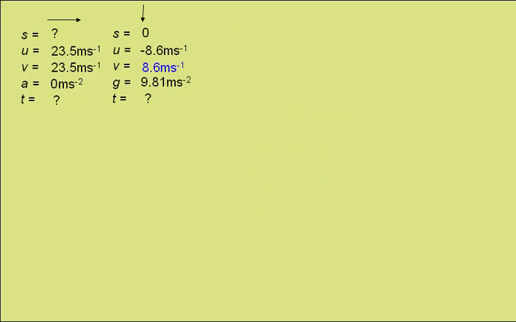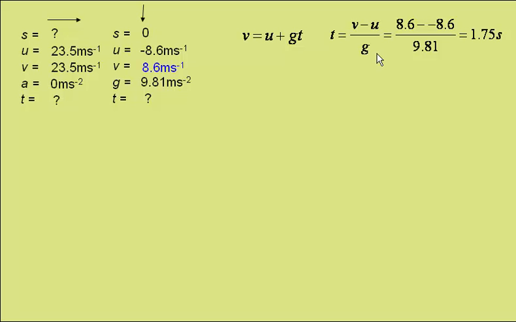I've copied my data across to this table, but now added my final vertical velocity of plus 8.6 meters per second. I can now use v equals u plus gt to find t. I've rearranged it to give t is equal to v minus u over g. Putting in the data, v is 8.6 minus minus 8.6, so this is then added, over 9.81, which gives a time of flight of 1.75 seconds. I can add that here, but it's also the same time as here.